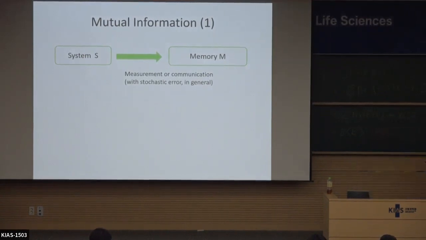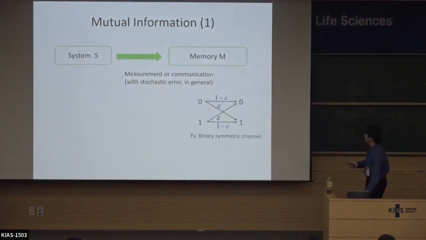But in general, the measurement is not necessarily perfect, and there is some noise or measurement error. By reflecting that imperfection of the measurement, the effective information that the daemon gets is less than the channel information itself, and it is given by the mutual information. So the mutual information is the effective information content that is obtained from some noisy measurement with some error.